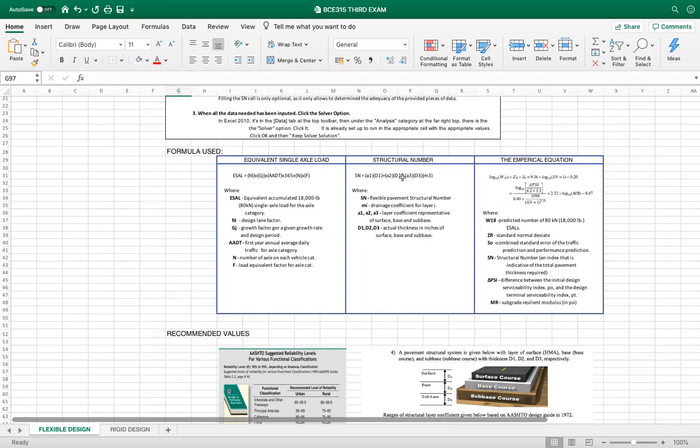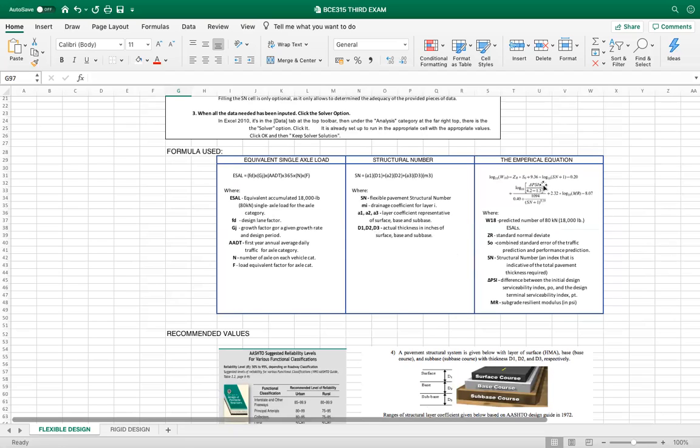The formula for the structural number is SN equals A1 times D1 plus A2 times D2 times M2 plus A3 times D3 times M3. SN is the flexible pavement structural number. Mi is the drainage coefficient for layer i. A1, A2, A3 are the layer coefficients representative of the surface, base, and subbase. D1, D2, D3 are the actual thicknesses in inches of the surface, base, and subbase.